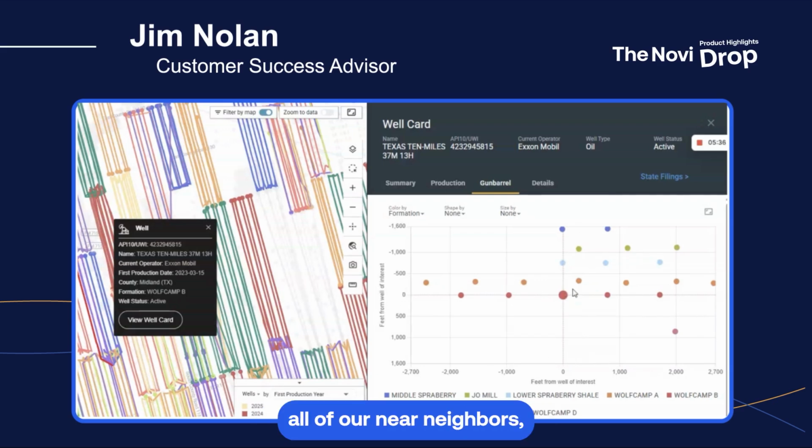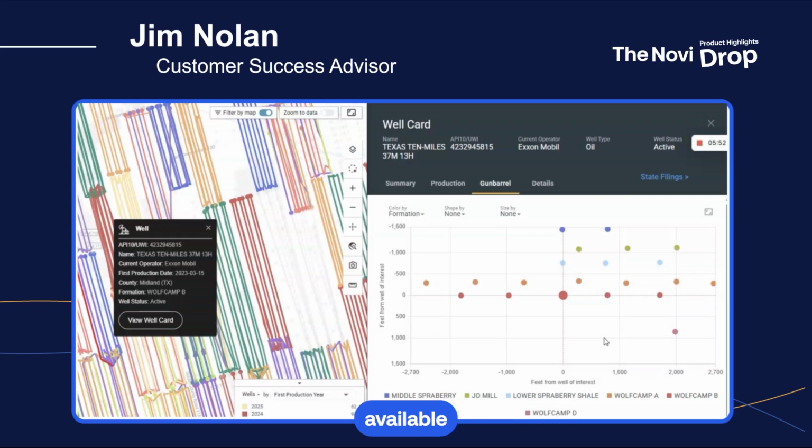And we can see all of our near neighbors and this kind of like wine racking style of development that's pretty popular out here in the Permian, where they stagger them a little bit laterally and then kind of go up and down in the benches, trying to fully realize the hydrocarbon capture available in a given land footprint.